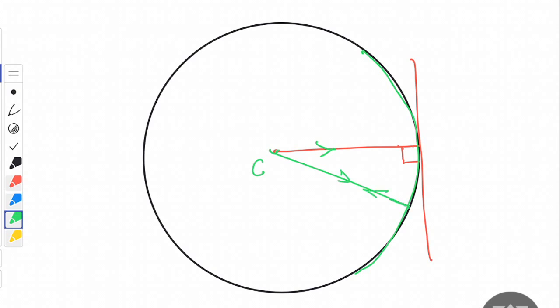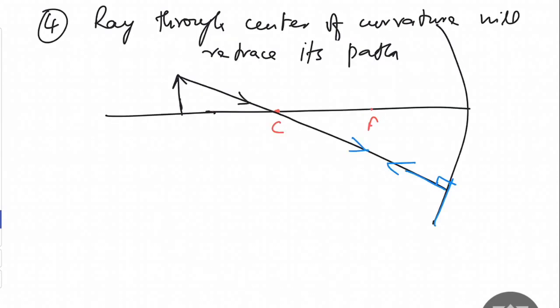It will get reflected along the same direction, the same path. If I take a ray like this, what will happen? This also will get reflected. Why? Because this is the radius, isn't it? A line along the radius will always make 90 degrees with a tangent here. So this ray will come back. Any ray that you send will come back. If you understand that, then you have understood why we said that a ray through the center of curvature will retrace its path. I hope this is clear now.